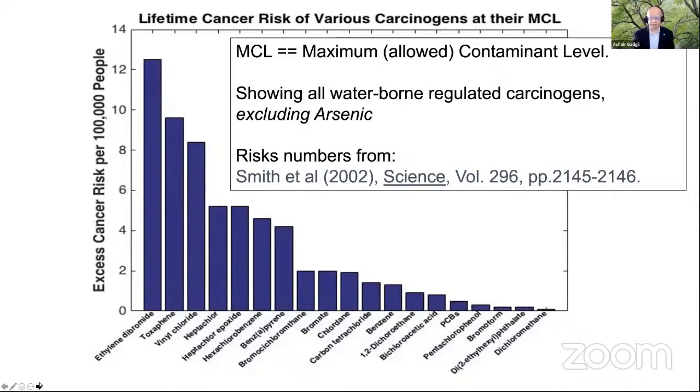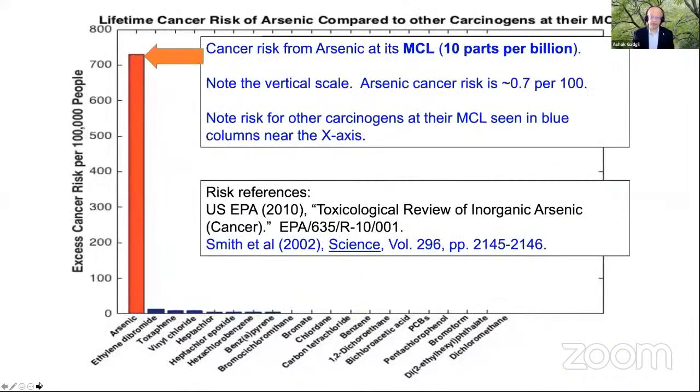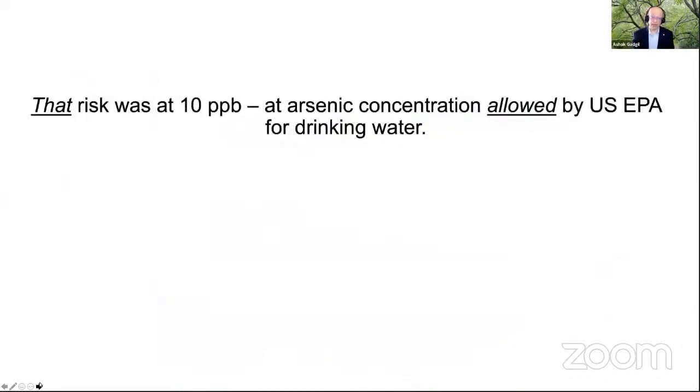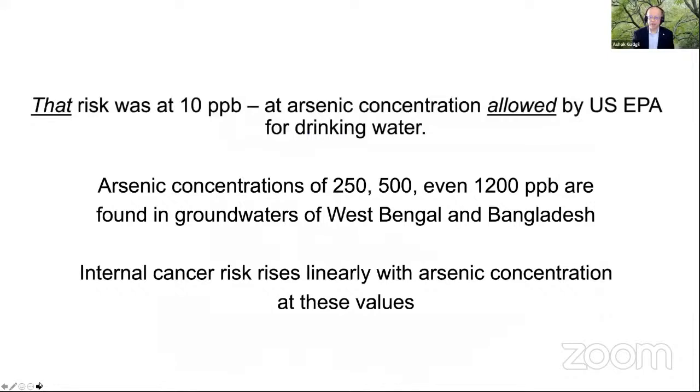What happens if we add arsenic to this graph? Watch the vertical axis now. The excess risk from drinking arsenic-bearing water at its MCL, which is 10 parts per billion, is about 740, compared to all the other risks, which now show as little blips on the x-axis. That's how bad arsenic is, even at its MCL. But in fact, arsenic concentrations tens or hundreds of times higher are detected in water that people routinely drink. No surprise that people are very, very sick with horrible effects.